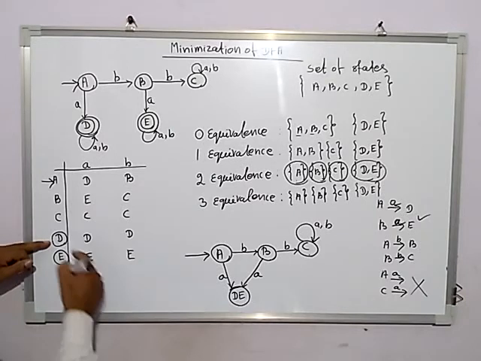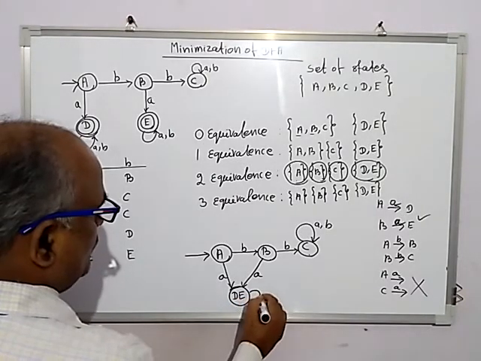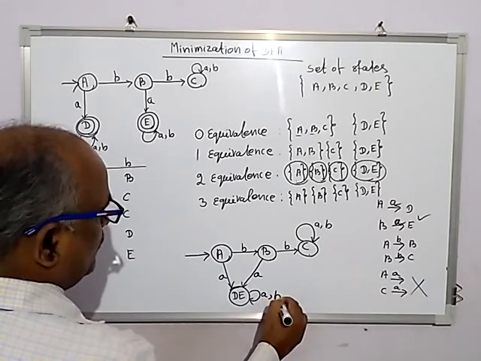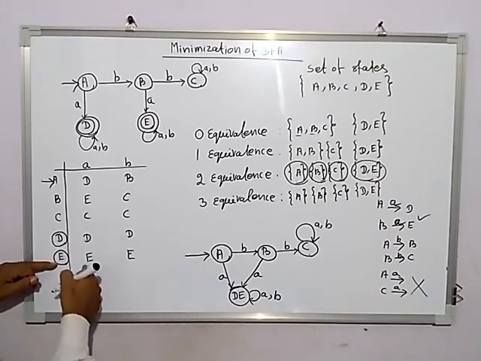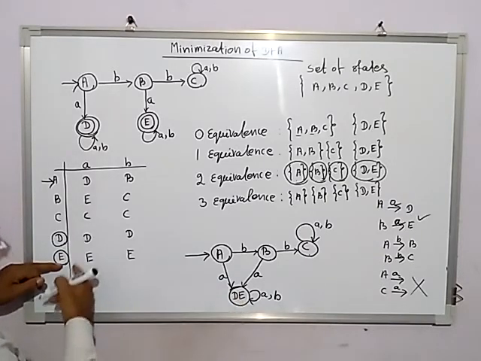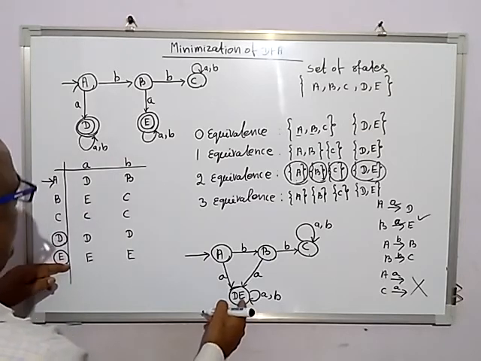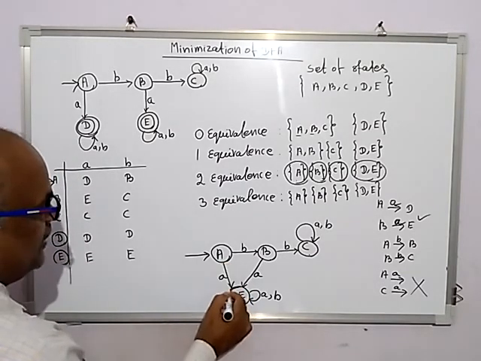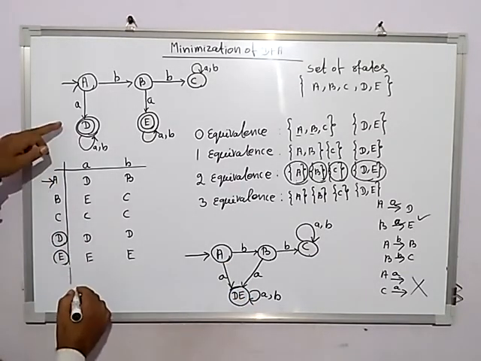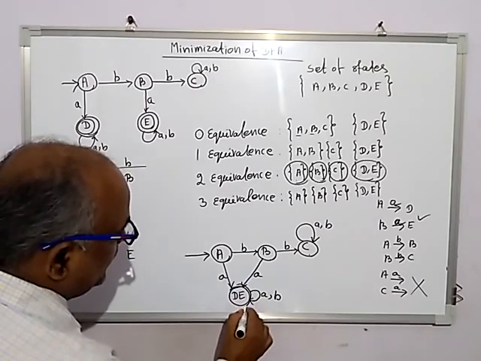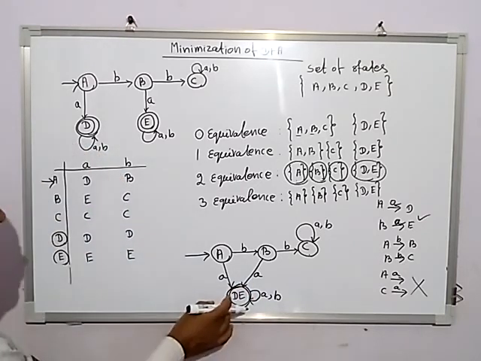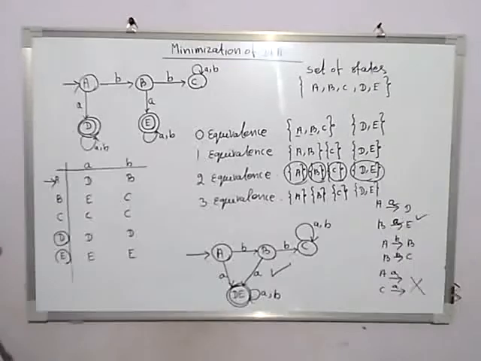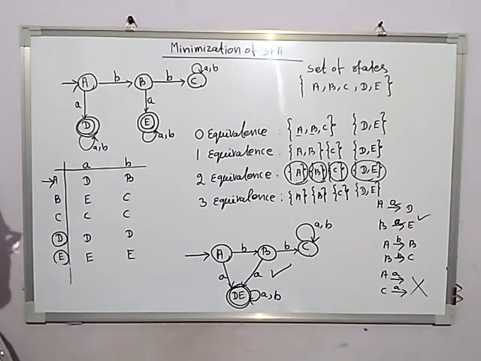Then D, E. For input A it will go to D, E, and for input B it will go to D, E. Now A is the beginning state, and since D, E is the final state of the given DFA, in the minimized DFA D, E is also the final state. So this is the minimized DFA which contains only four states. Thank you.